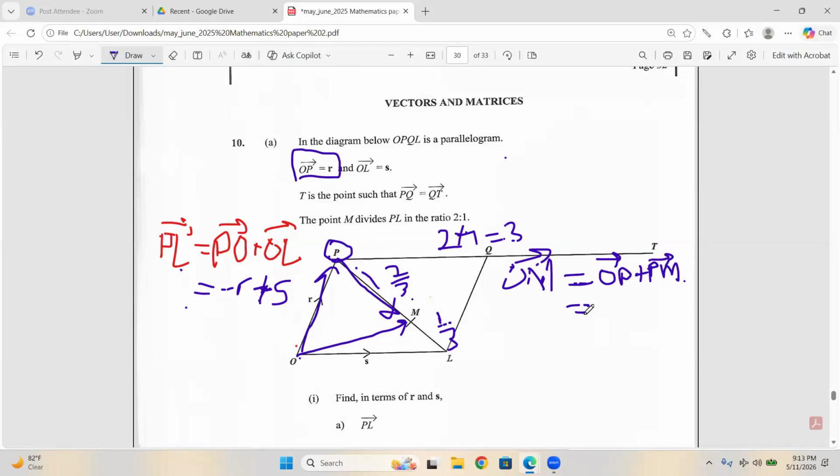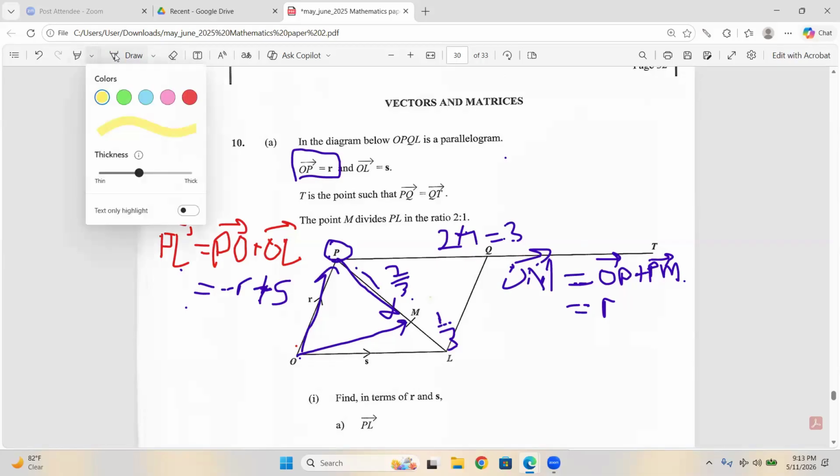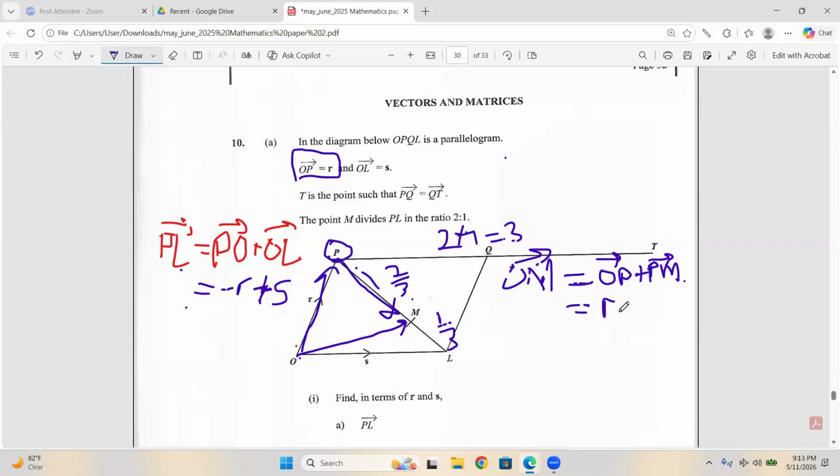Okay, OP is R and PM is, sorry, put the wrong number there. PM is 2/3 of PL, or a fraction, of course. So we can work that out on the side somewhere, in a working column.